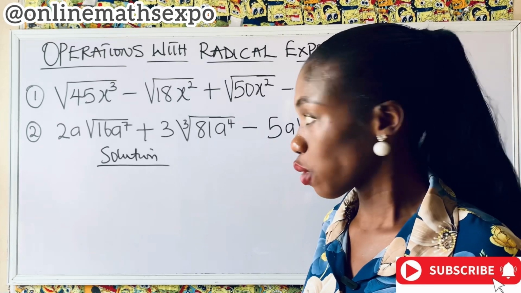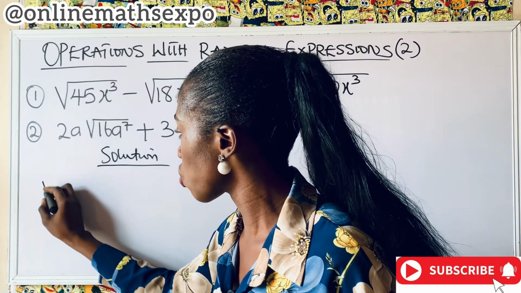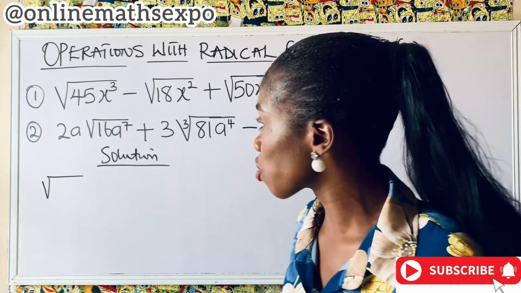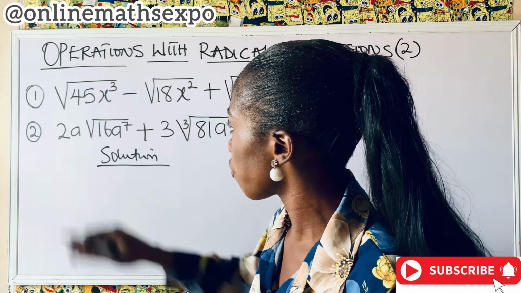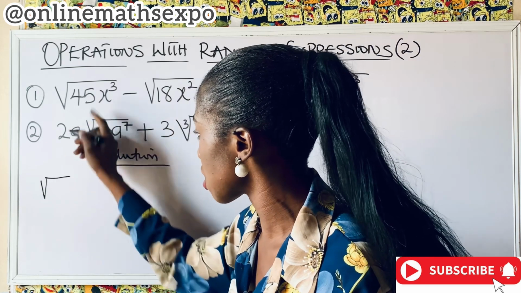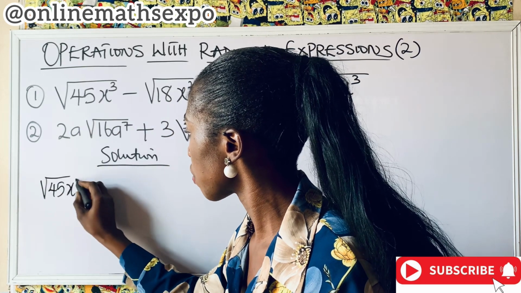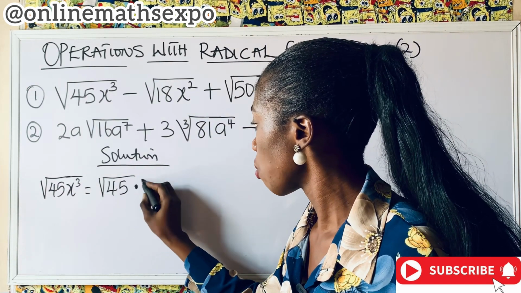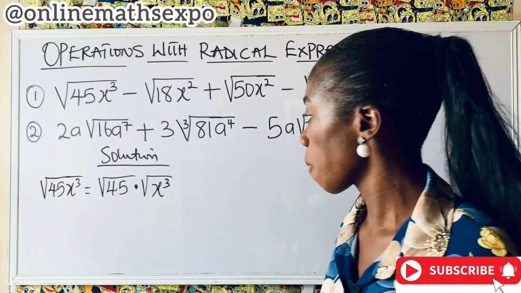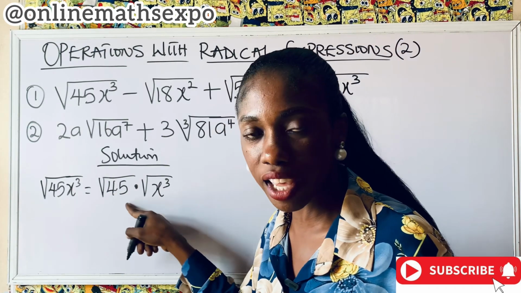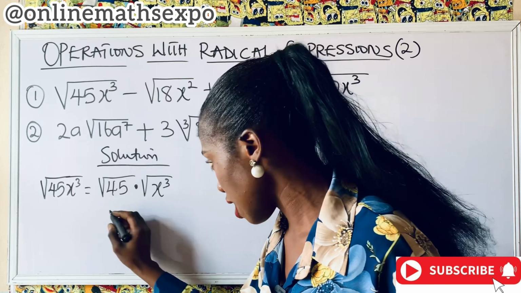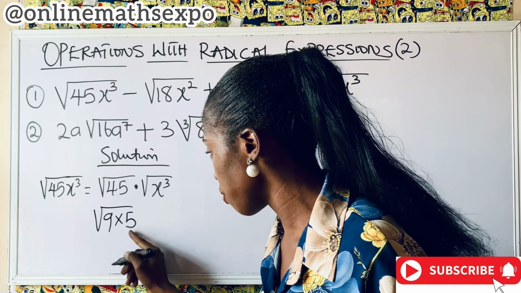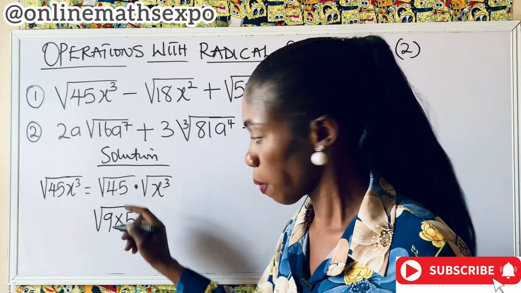This is a square root, okay? So what you're going to do now is bring out the perfect squares in this. To do that, you know that 45 can be split to be the square root of 45 multiplying this. The highest perfect square in 45 is 9. So we have 9, and when you multiply 9 by 5, it gives you back 45.